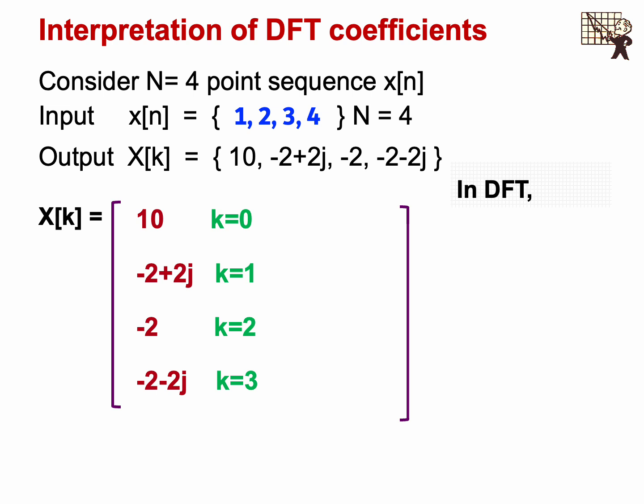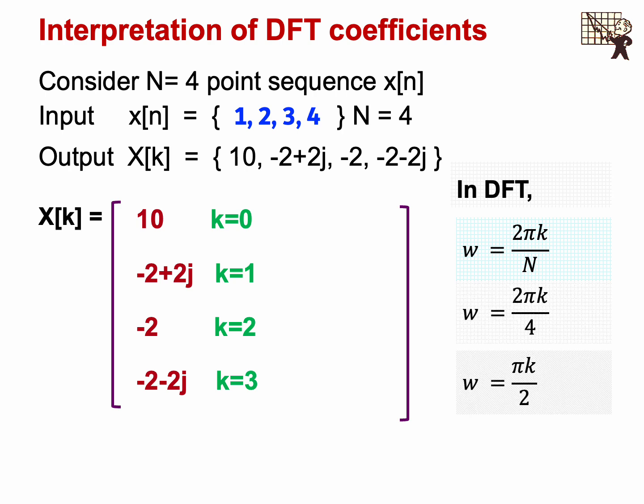When we have taken x(n) equal to 1, 2, 3, 4, we got X(k) equal to 10, minus 2 plus 2j, minus 2, and minus 2 minus 2j. But what is the significance of these values? To interpret them, we will write every value of X(k) in terms of the frequency term, that is omega. In DFT, omega is always 2 pi k by N. Here capital N is 4, so omega is pi by 2 k.